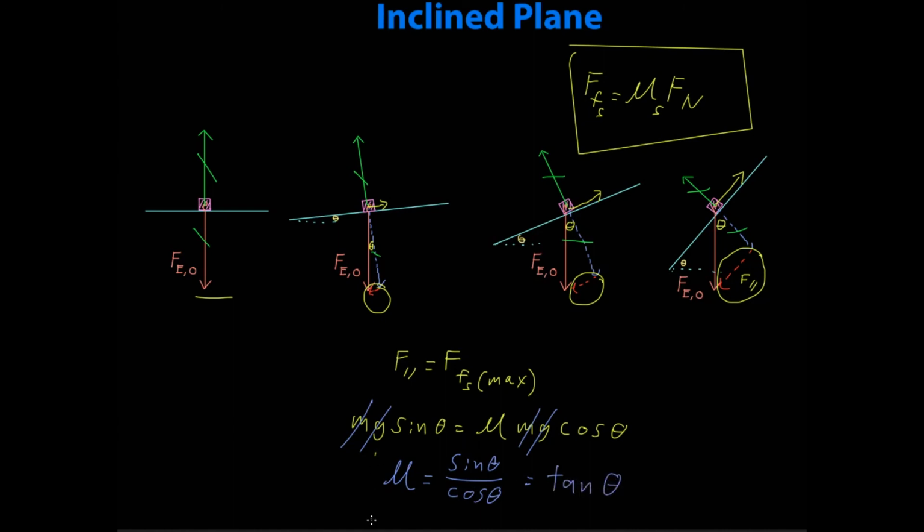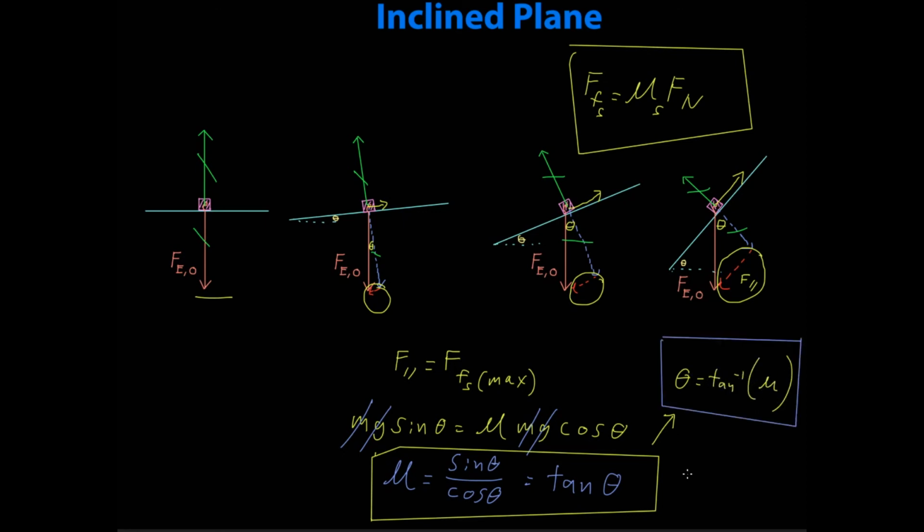So if you wanted to get the coefficient that would be needed in order to break static friction at a certain angle, this is all you would need to do. If you were given mu and you were asked at what angle would this break static friction, well, that's a very easy adjustment to make. That means theta would be inverse tangent of whatever mu is. And there you have it.